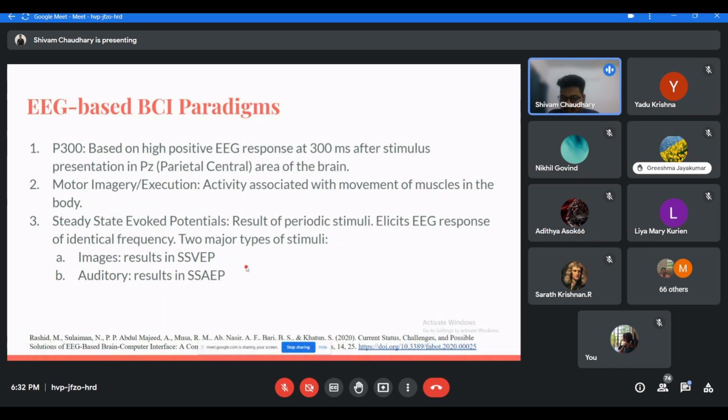So what happens here is that when I show repeated stimuli, this will elicit an EEG response. This will create an EEG response, and your brain signals will synchronize with the frequency of the stimuli. Okay, so I know there's a lot of information to process. I will talk more about it in the later slides.